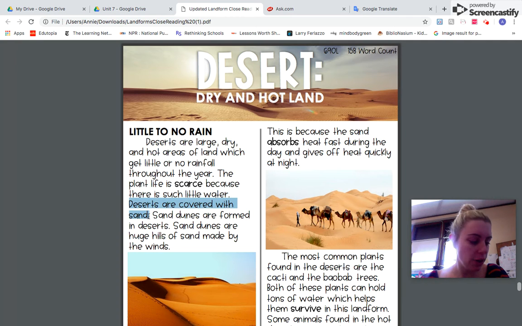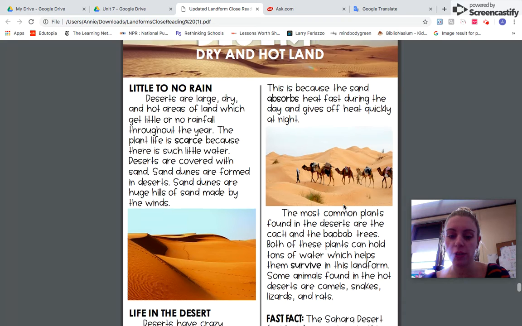Deserts are covered in sand. Okay, this is sand. Sand dunes are formed in deserts. Sand dunes are huge hills of sand made by the wind. So these are sand dunes. Everyone see this right here? See how it's a hill? Now when it's windy, the sand blows everywhere and it causes hills.